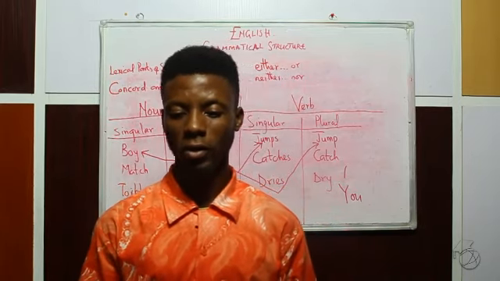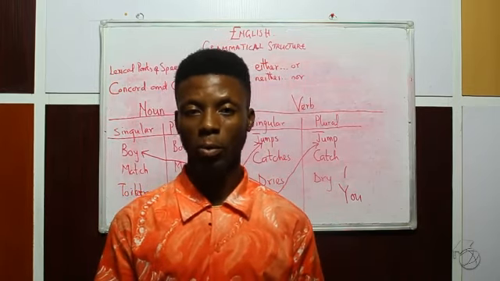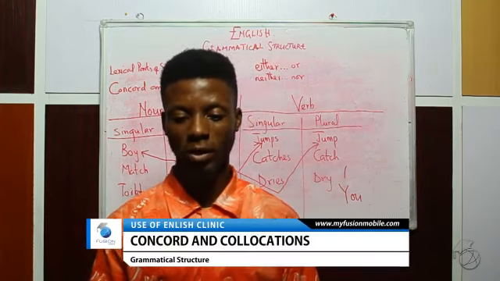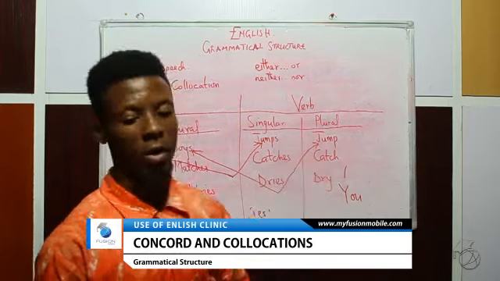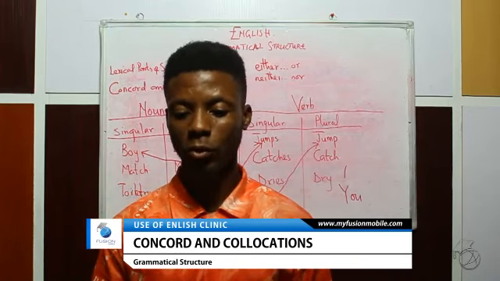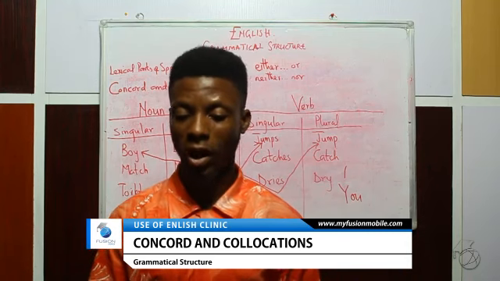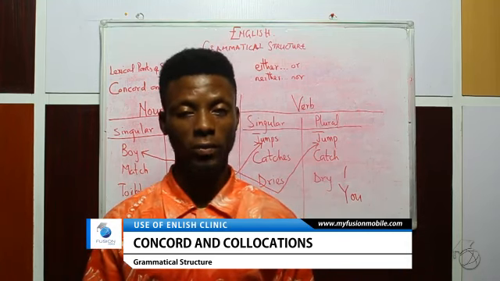Another example is either Udo or the boys are foolish. The boys, plural, is the nearest subject to the verb. Either Udo or the boys are foolish. It is wrong to say either Udo or the boys is foolish.